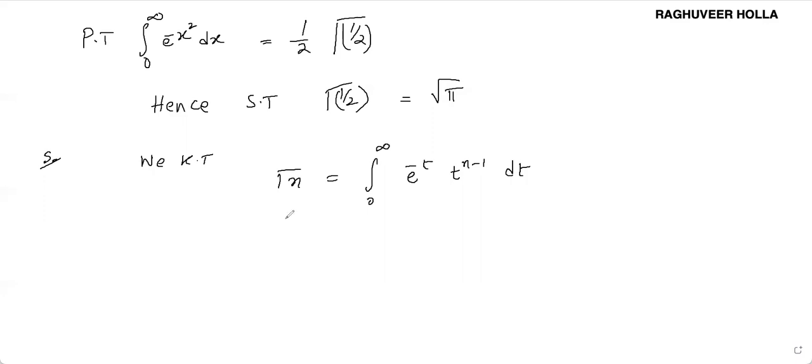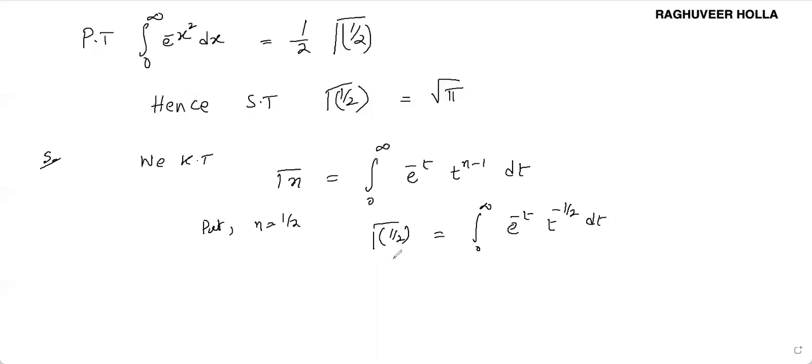Now let us put n is equal to half. So on the left hand side you have gamma half, which is equal to the integral from 0 to infinity. Now this will be e to the power of minus t, and now this is t to the power of minus half, dt.